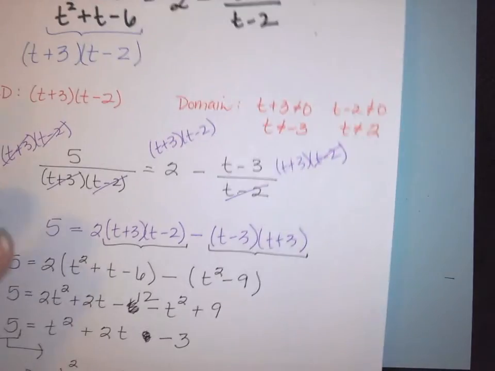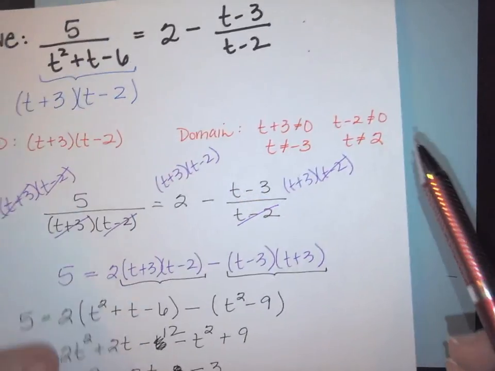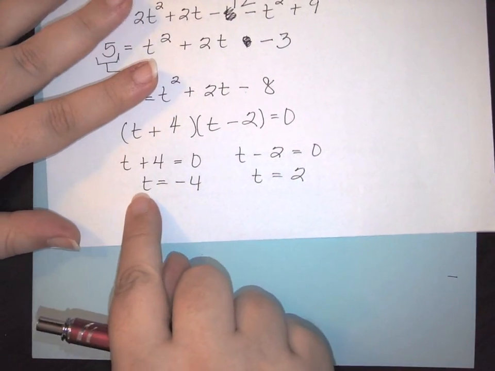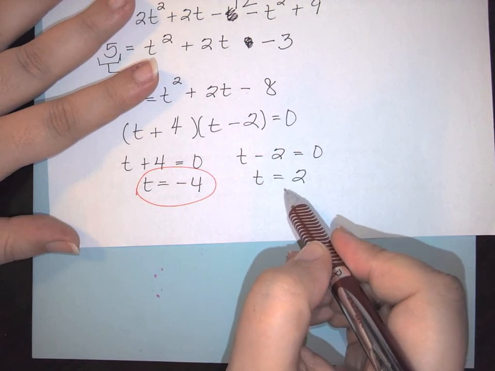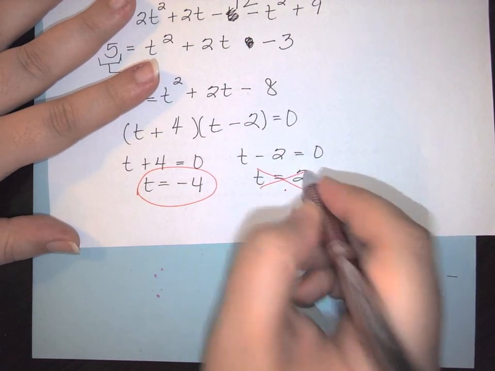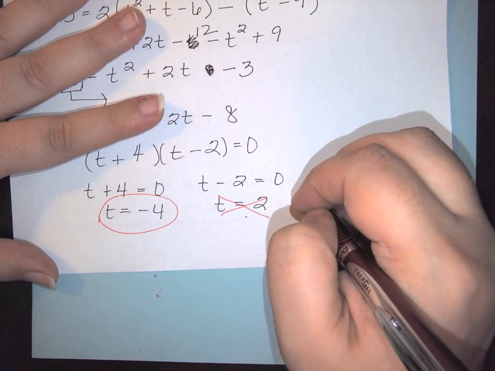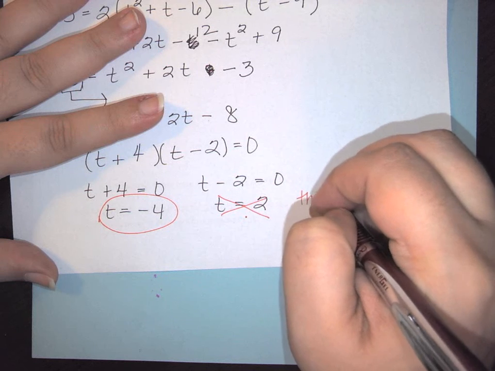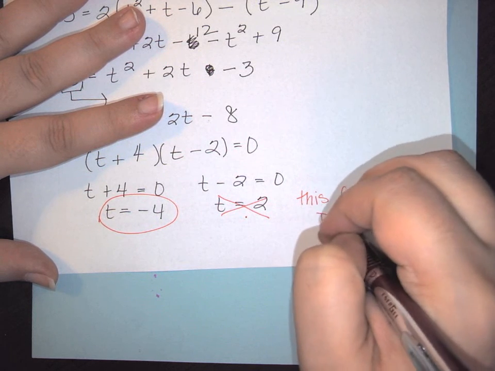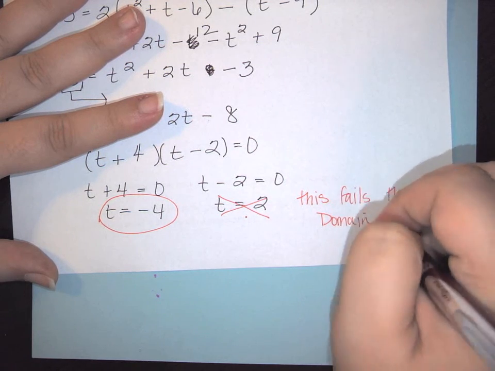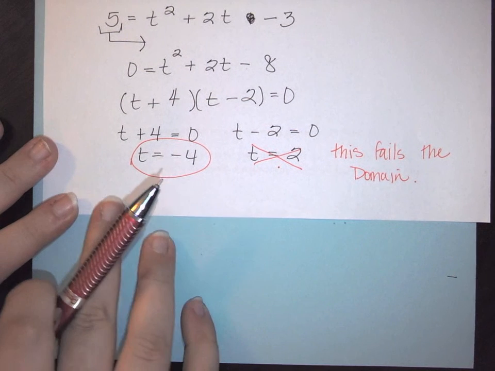Now just like before, if you remember, we did our domain, and our domain said that t can't be -3 and t can't be 2. So if you look at your solutions here, t equals negative 4 works, but this one, t equals 2, doesn't work. We cannot use this. And the reason for that is because this one fails the domain, which means the only solution we have is that t equals negative 4.